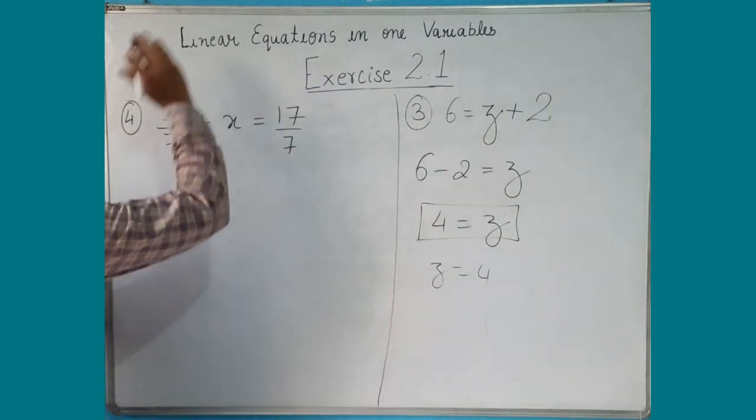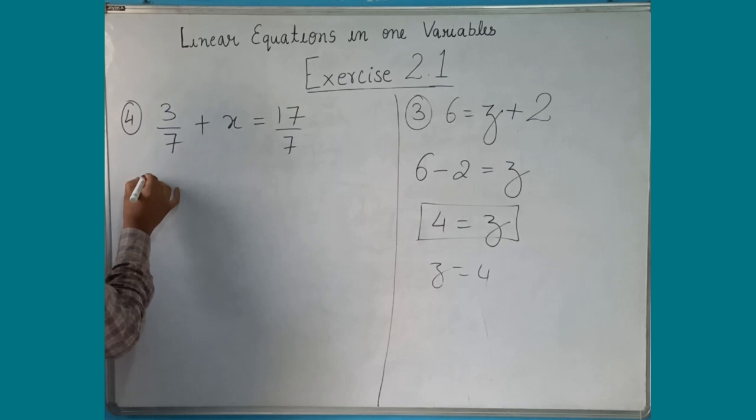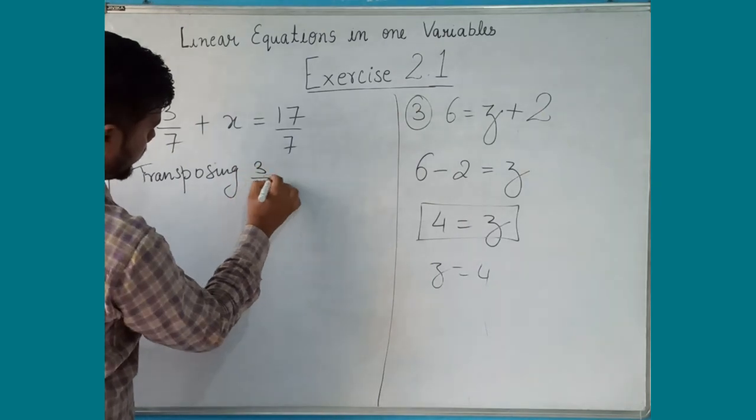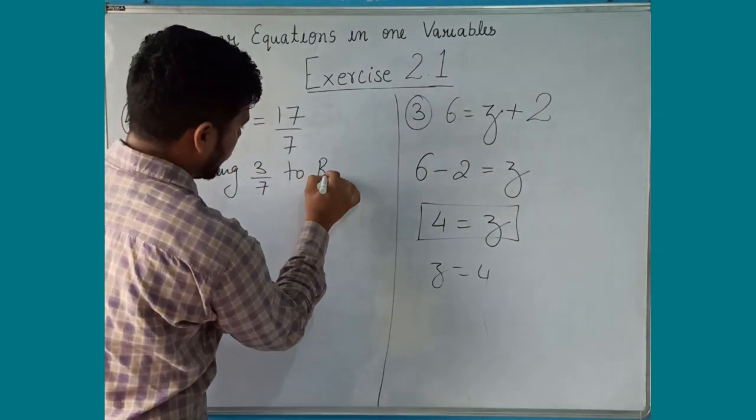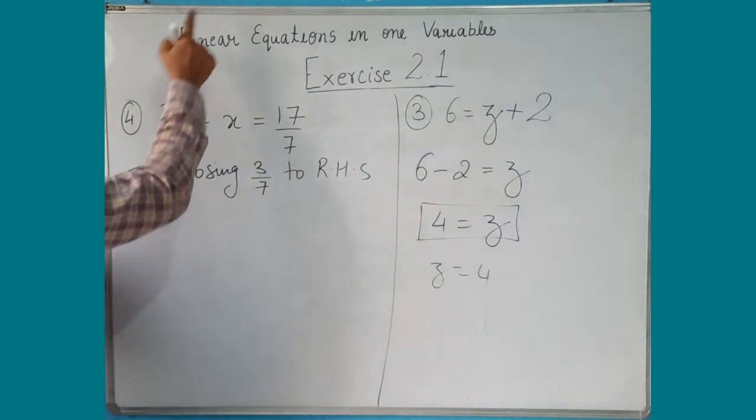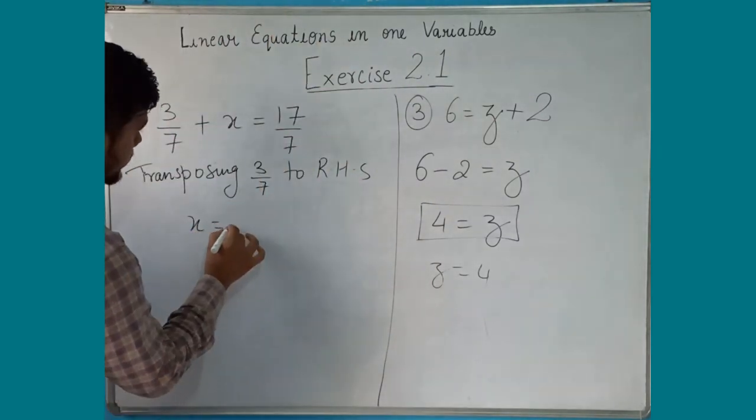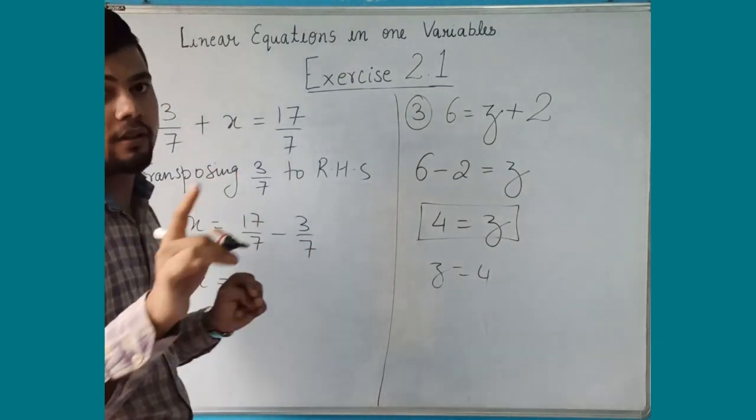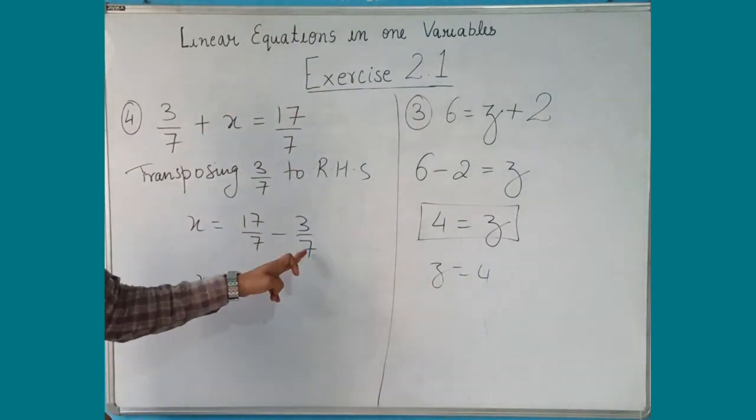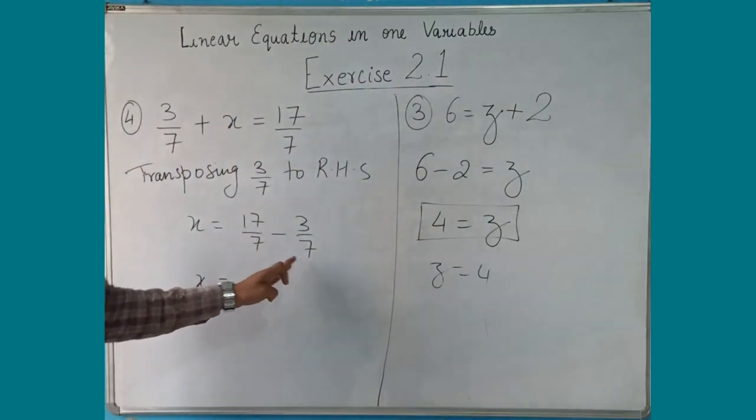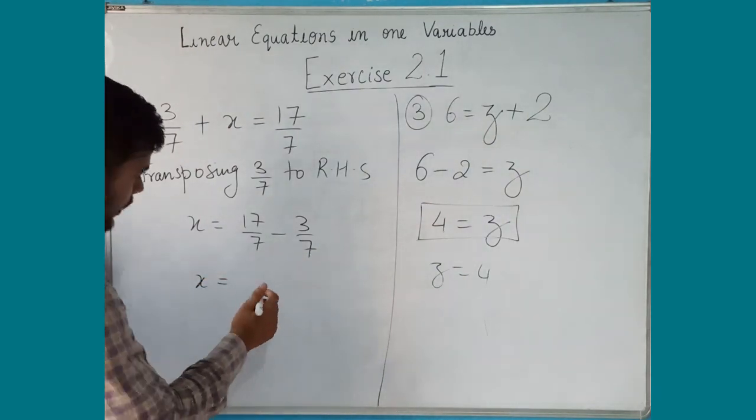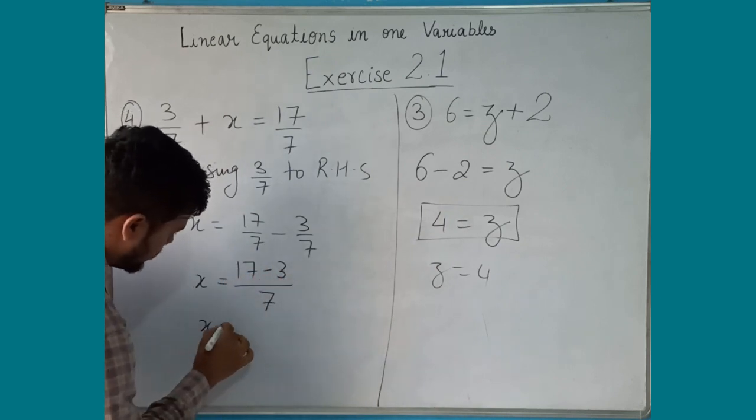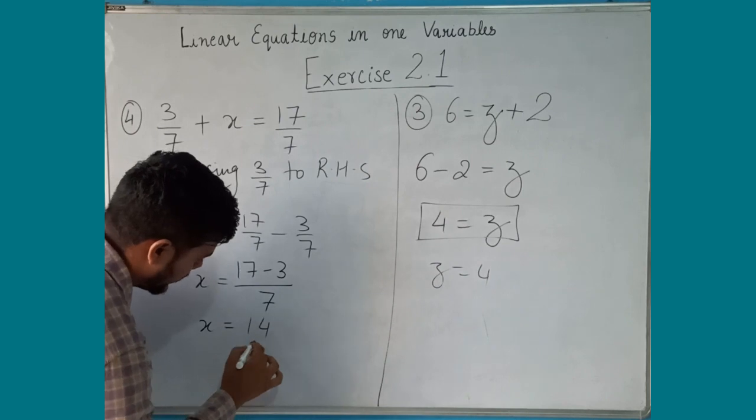So, transposing 3 upon 7 to the right hand side, that is RHS. When it goes that side, it will obviously become subtraction. So x is equal to 17 upon 7 minus 3 upon 7. I hope you remember your fractions chapter from class 6. You can subtract fractions directly if the denominators have the same value. So I write the denominator only once, that is 7, and perform the subtraction: 17 minus 3 gives me 14 upon 7.